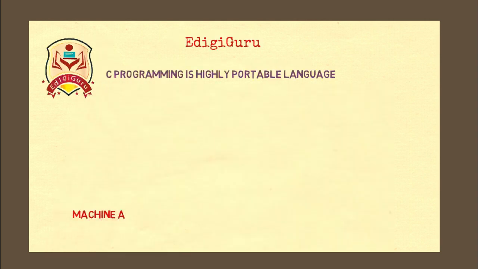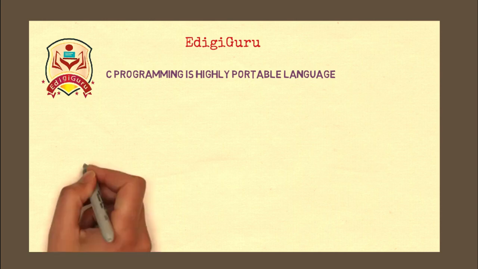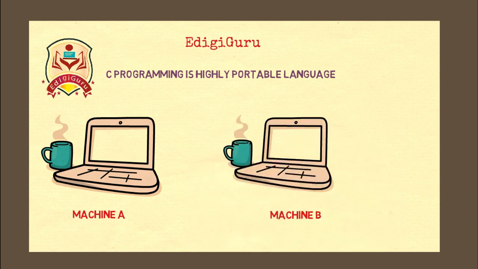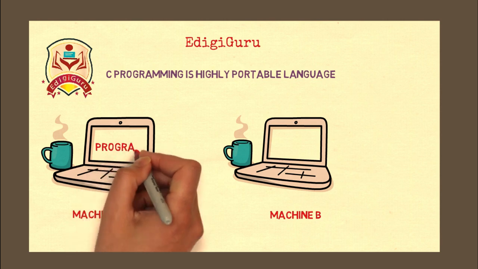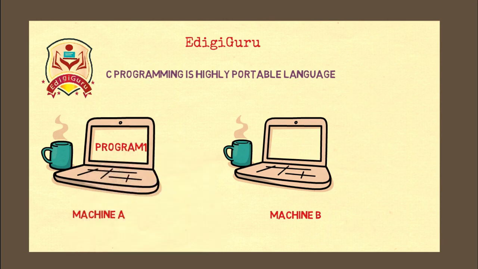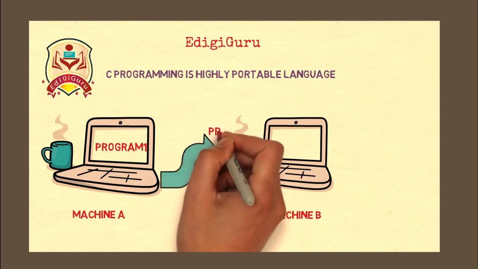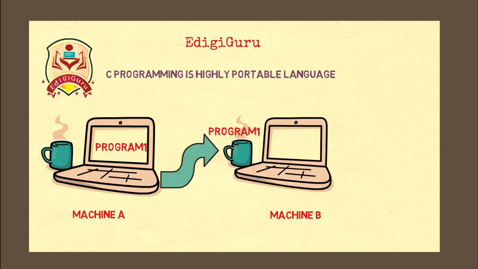Let's understand it with an example. Let's suppose we have two machines, machine A and machine B. Let's suppose we have written program 1 on machine A, and that program 1 can run on machine B without changing or modifying it. Thus, it is called a portable language. It can port from one machine to another. The program written on one machine can run on another machine without changing or modifying it. Thus, it is called a portable language.